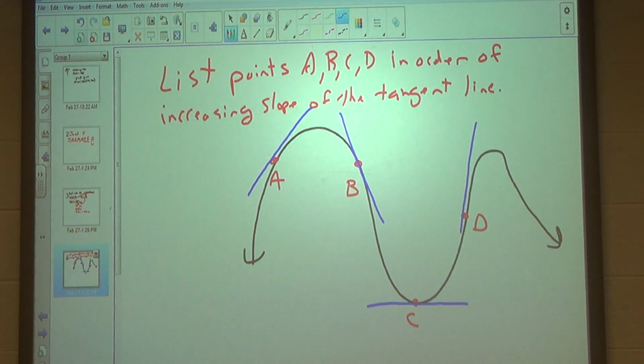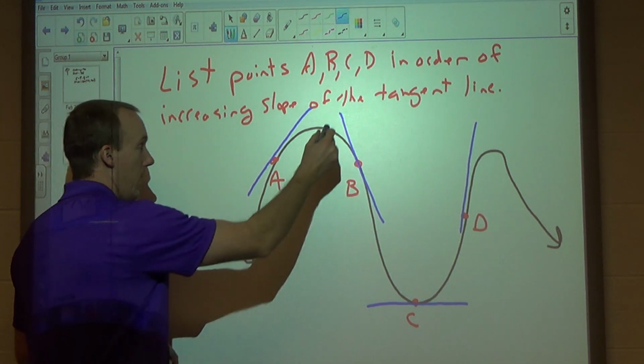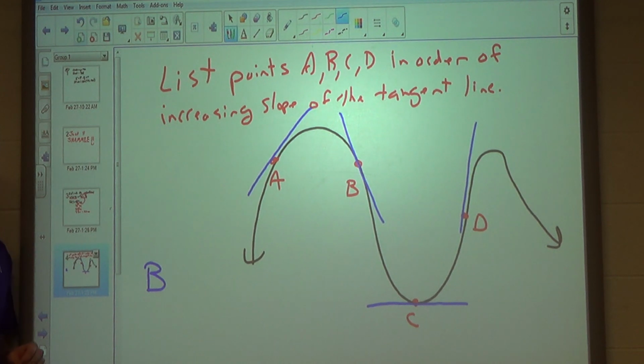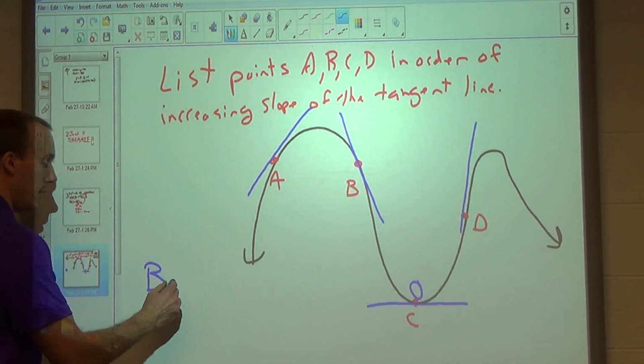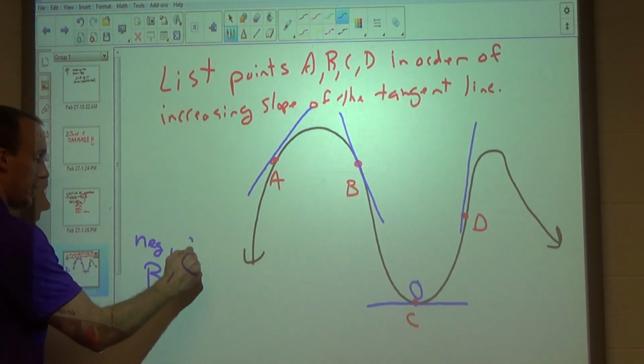So left to right, we'd start with negatives, right? Which ones are negative slope lines? B goes downward, right? So B would be my starting one on this problem. Then I'd go with C, because that's like a 0 slope here, right? Yep. So I'd be at negative, and then I'd be at a 0.